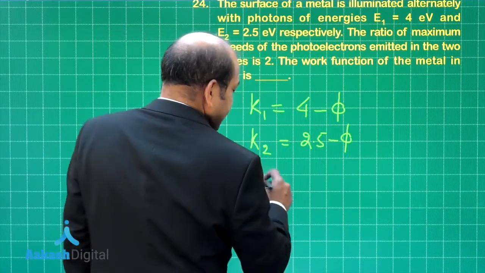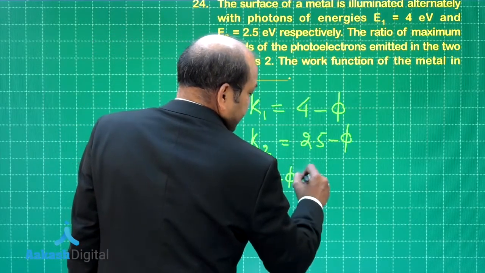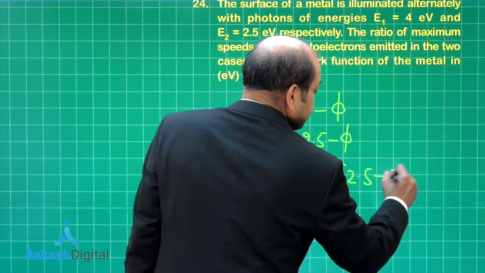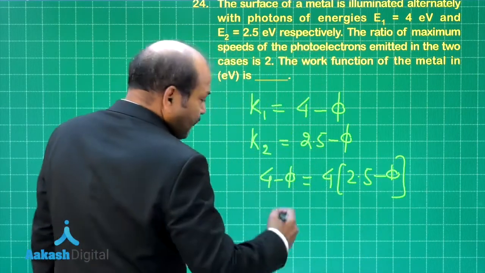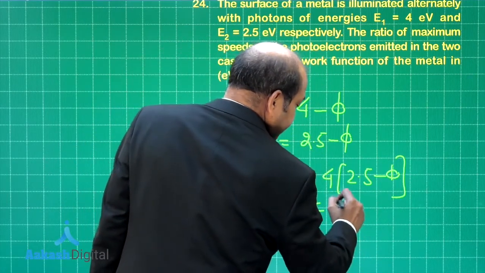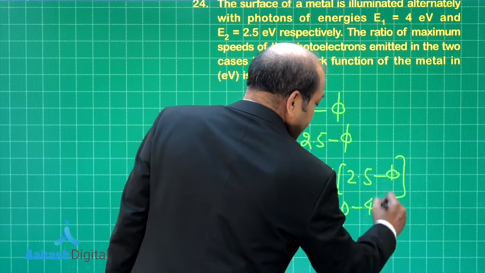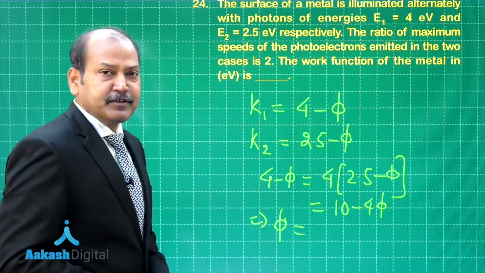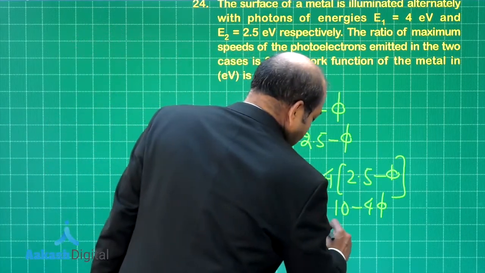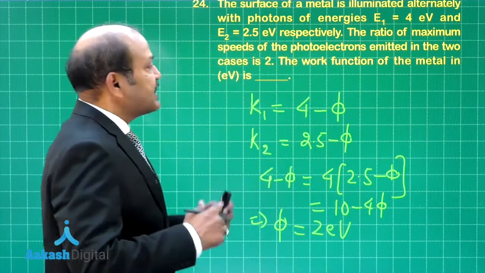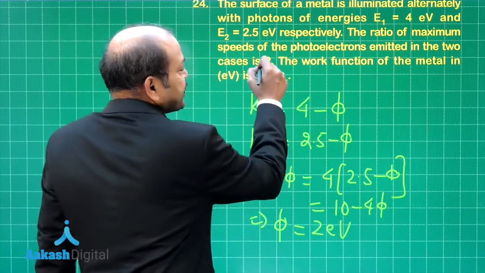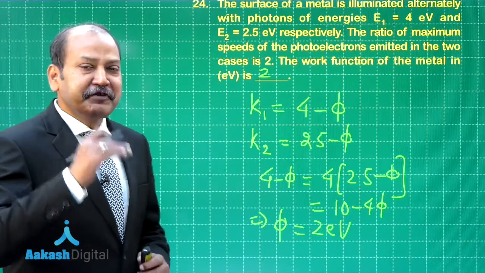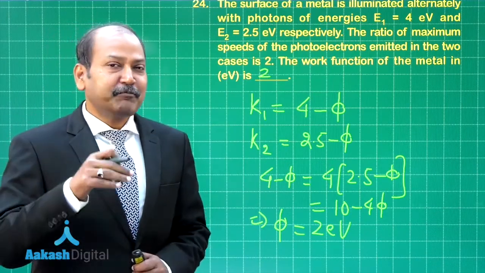So, let us start writing 4 minus phi is equal to 4 times 2.5 minus phi, and solving this, on the right hand side we have 10 minus 4 phi, which means the value of the work function phi is coming out as 2 electron volt. So, that is the answer to the question. Let us fill in here 2, and it is time now to go to the 25th and the last question of this particular paper.